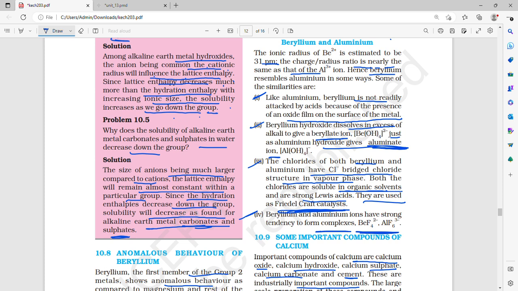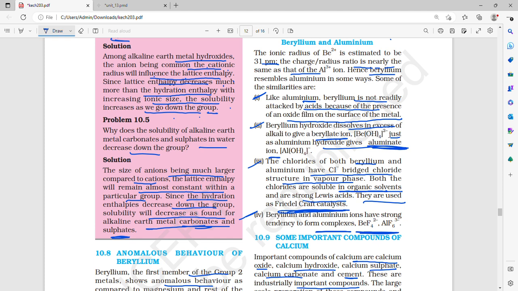Diagonal relationship between beryllium and aluminium: the ionic radius of beryllium is estimated to be 31 picometers, and its charge by radius ratio is nearly the same as that of aluminium. In what ways are beryllium and aluminium similar? Beryllium is not readily attacked by acids because of the presence of an oxide film on the surface of the metal. For aluminium also it is the same: aluminium oxide, Al2O3, is formed, which prevents aluminium from being attacked by acids readily.